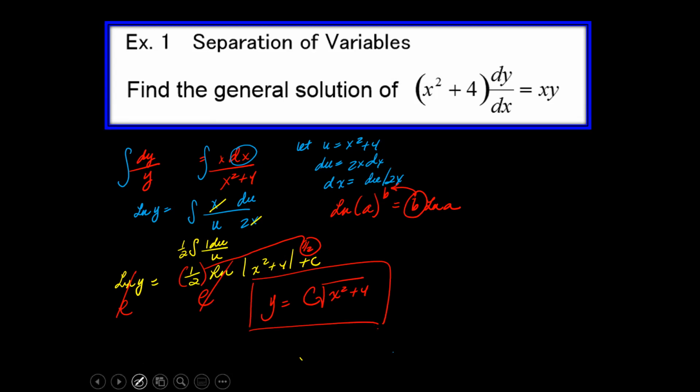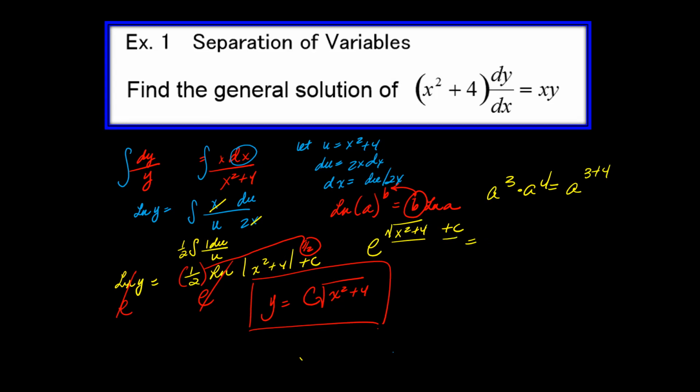If you're not sure why we have that c in front of it, think of it this way. If you have e to the square root of x squared plus 4 plus c, remember there's a rule in algebra where a to the third times a to the fourth is equal to a to the 3 plus 4. So think of this right here as a, think of the c as 4. If I expand this, it's just e to the x squared plus 4 times e to the c.